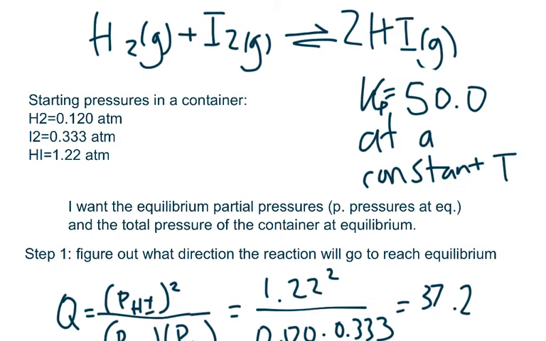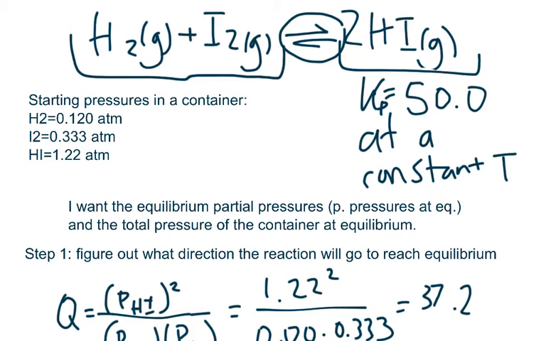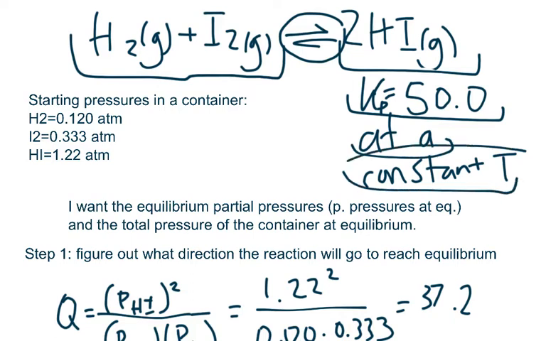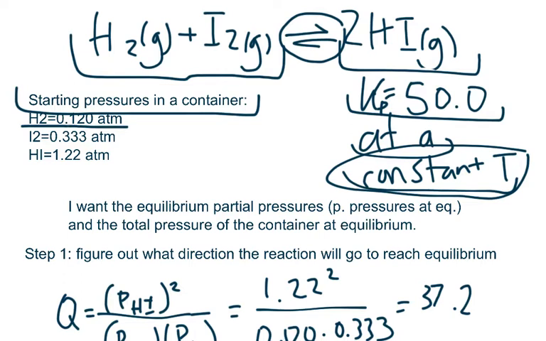So here we have the conversion between H2 and I2 into 2HI, and they are at equilibrium. It turns out that the Kp of this reaction is 50.0 at a constant temperature. This constant temperature concept is very important. So I give you the starting pressures in a container. The partial pressure of H2 gas is 1.20 atmospheres, I2 is 0.333 atmospheres, and HI is 1.22 atmospheres.